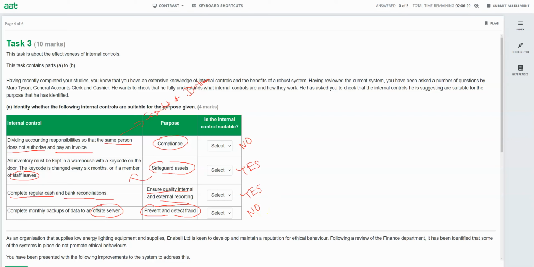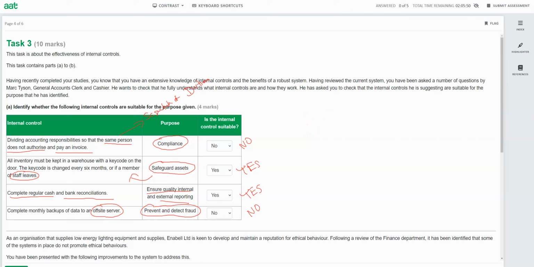So that's quite straightforward. The first one is dividing accounting responsibilities so that the same person does not authorize and pay an invoice. So we give responsibility to one person to authorize, another person to pay, but it will not actually help for the compliance, because the person who checked the invoice can pay as well. So it's not a problem. The problem is when the person is authorized to order, check the invoice and pay. So here we'll say no. This one will be yes, yes, and no, and that's it.